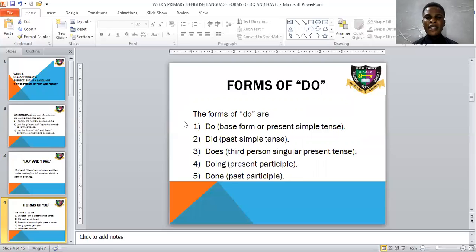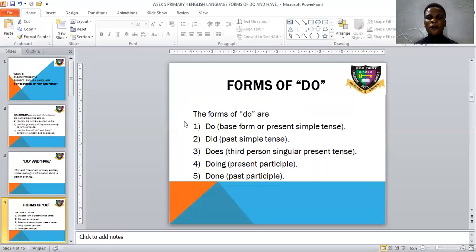Now, the fourth one says doing. Doing is the present participle. The last but not the least under the forms of do is done. Done is the past participle. Now, let's look into examples of each of these forms.